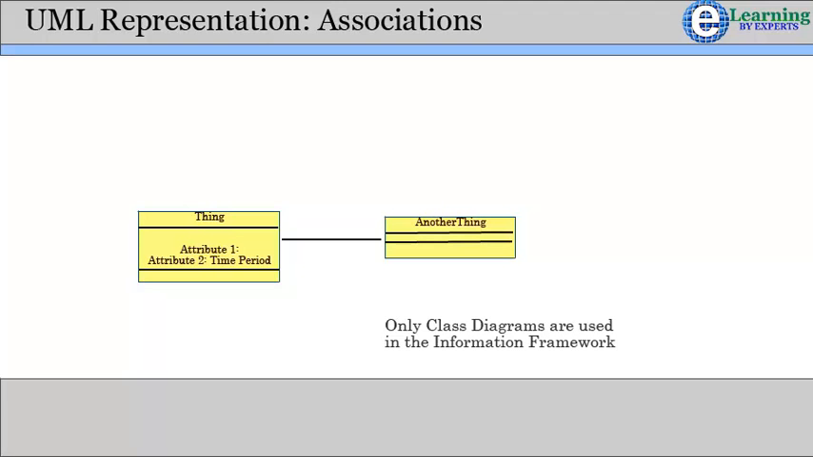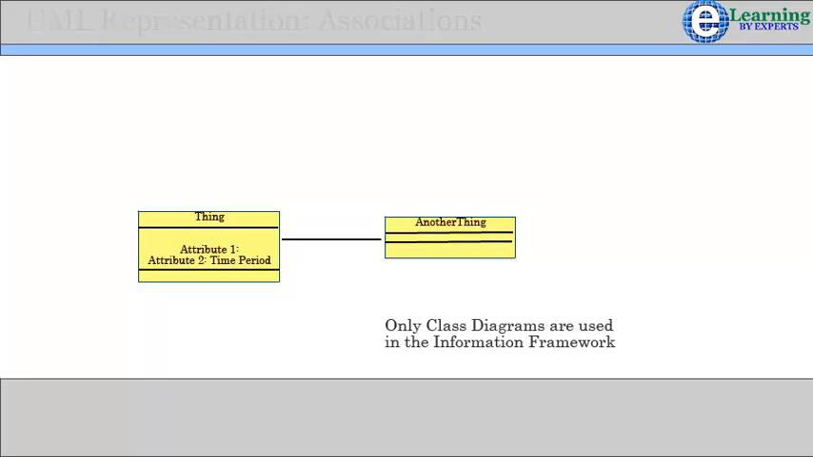Associations are represented using a UML class diagram. Only class diagrams are used in the information framework. An association is shown as a solid line joining 2 entities, allowing us to show the relationships between entities. This relates to business information such as customers purchase products.